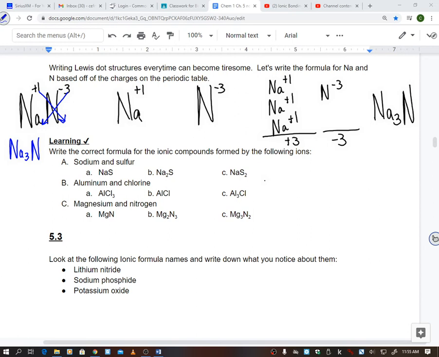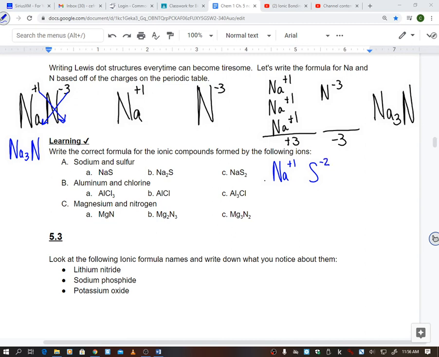All right, so let's look at the learning check here. Write the correct formula for the ionic compounds formed by the following ions. So we have sodium and sulfur. So I'm going to do what I just did here. I've got sodium, and I'm going to look at the charge. I know this is all ionic because this whole section is ionic, but check it out. Sodium is a metal, sulfur is on the non-metal side, so yes, they're ionic. Sodium has a +1 charge. Look sulfur up on the periodic table. If you look above, it has a -2 charge.